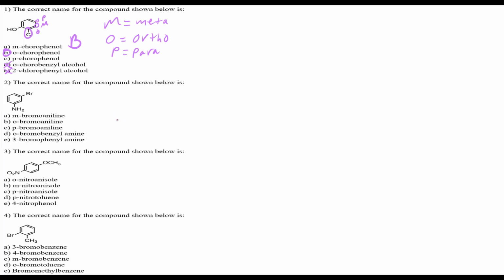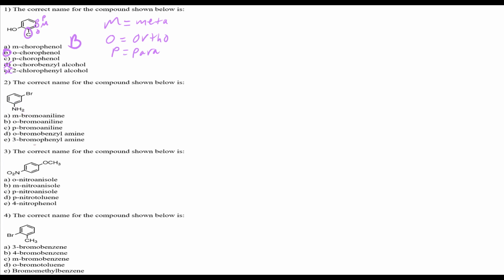Now number 2, what is the correct name for this compound? We have answer choices which have aniline. Aniline is going to be this compound right here. Now, you may see amine. Amine is NH2, but we only use amine when there is something else that is more important. For instance, if I had a carboxylic acid, then my NH2 would be an amine. It's kind of like a sub-name. But if the NH2 is the most important thing in the compound, we're going to call it an aniline. And in this case, it's the most important thing.